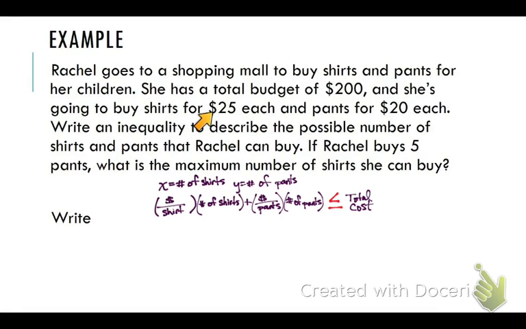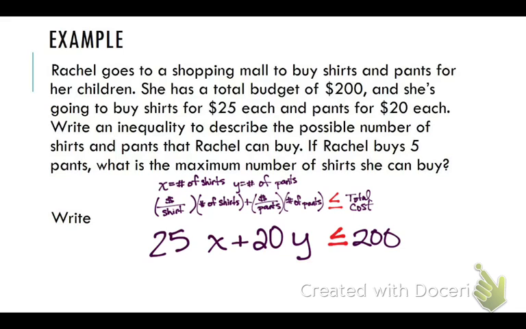So when we write the cost per shirt, we can actually find that. The cost per shirt is $25 each. Number of shirts we labeled as X. The cost per pants, we can find that $20 times the number of pants. And now we're going to have this less than or equal to total cost, 200, or total budget.